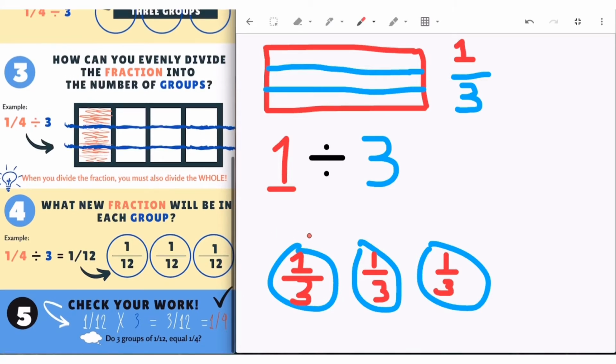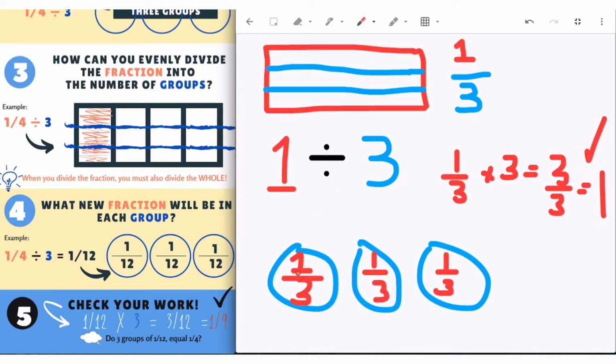Finally, check my work. If I have 3 groups of 1/3, I equal 3/3, which is also equal to 1. So I am back to the number I started with. Next, I'm moving on to part C.